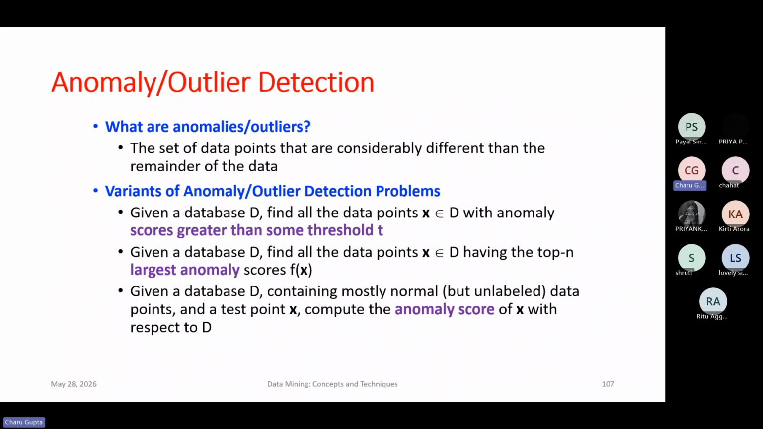The next is outlier. What are outliers? इस टाइप का भी क्वेश्चन हो सकता है आपके पास। What is an anomaly or outlier detection? Outliers are the set of points which are different from the remainder of the data.